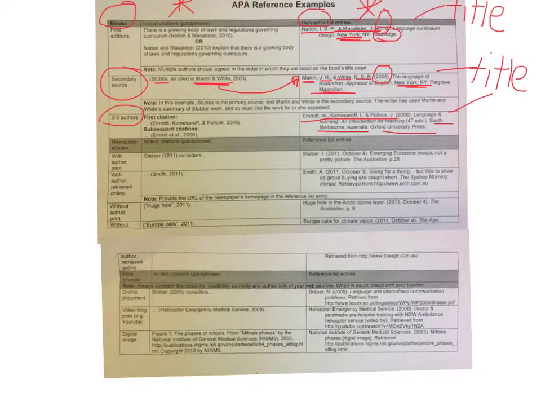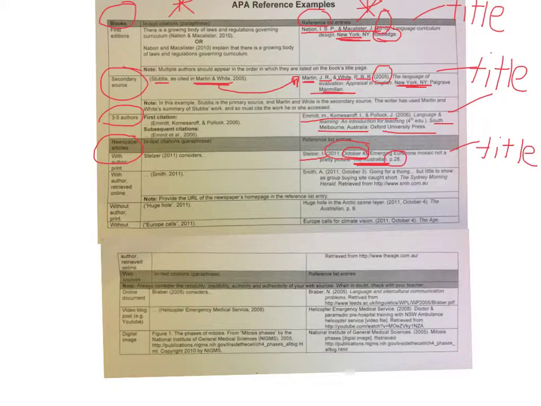Now, what about if you use a newspaper article? This is where you'll start to note a difference in the way it's being referenced compared to a book. So for example, we have the author's name, same as the book. We then have the publication date, this time including the actual date, not just the year. End bracket, full stop. Emerging Eurozone mosaic, not a pretty picture. The title in this instance is not in italics because the paper name, so where the story was actually published, is in italics, followed by the page on which it appeared.